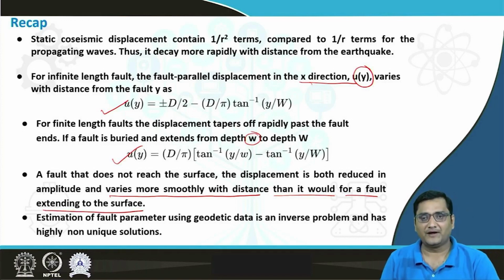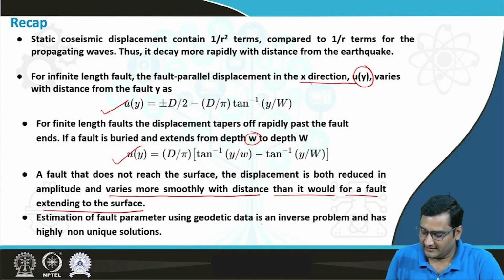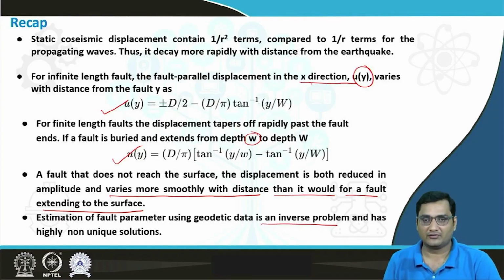Estimation of fault parameters using geodetic data is an inverse problem and has highly non-unique solutions. That is why we generally invert the geodetic data combined with other kinds of data such as seismological data, so that we can have a better constraint on our modeling process or the search space, and then we can find a better solution having a lesser number of acceptable models.